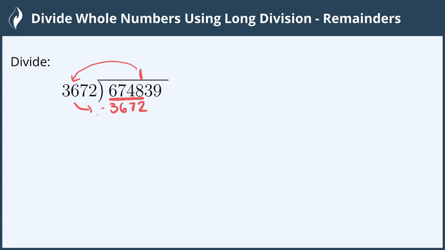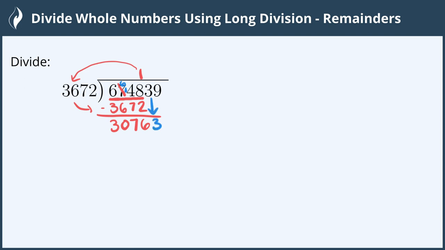3,672, and we subtract. 8 minus 2 is 6. 4 is too small to subtract 7, so we're going to need to borrow or ungroup, and this gives us a 6 here and a 14 here. 14 minus 7 is 7. 6 minus 6 is 0, and 6 minus 3 is 3. Now we need to bring down the next digit, 3.